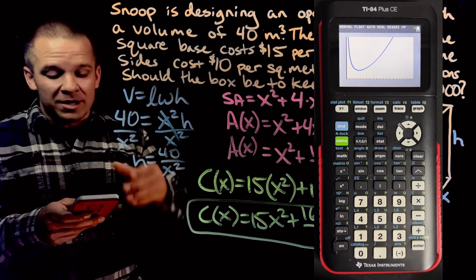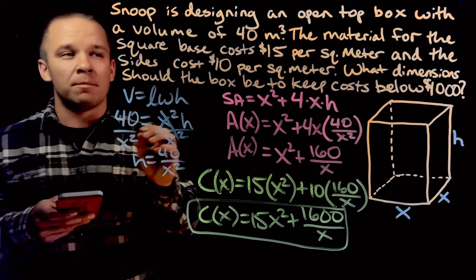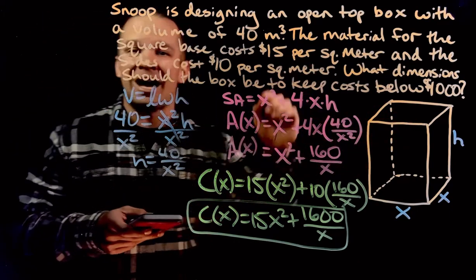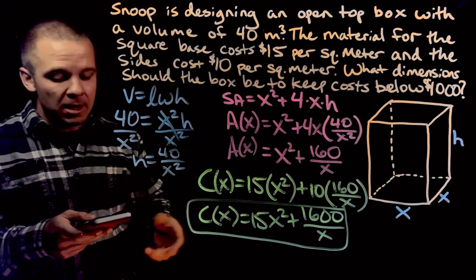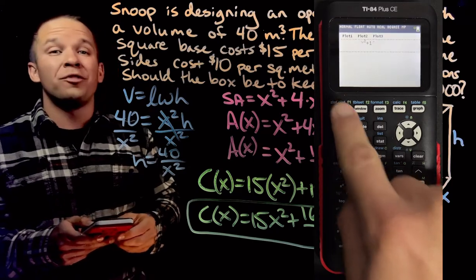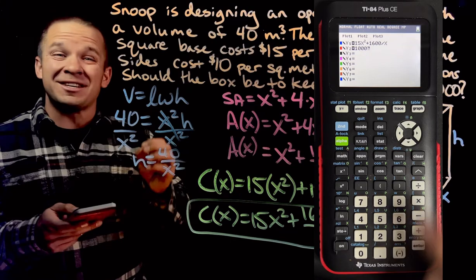So what I have here is that low point. That is my minimum cost, right? But we're not asked for the minimum cost. We're asked what dimensions should the box be to keep costs below $1,000? So what I need to do now is graph a horizontal line of y equals 1,000. And I can figure out where those two graphs intersect.